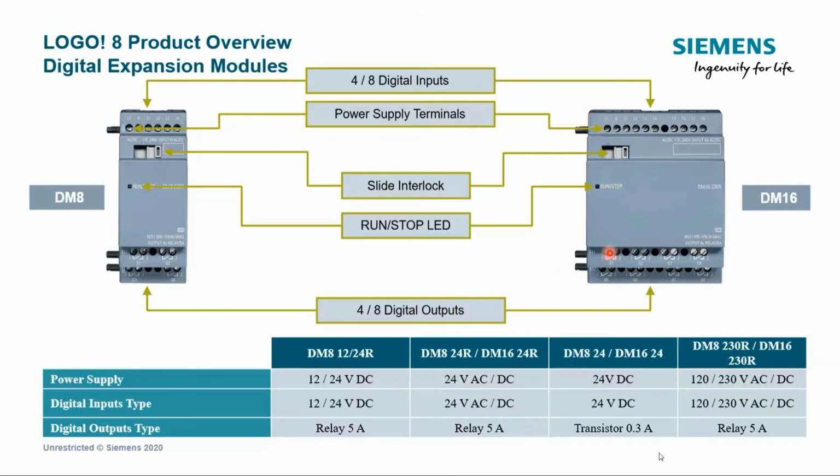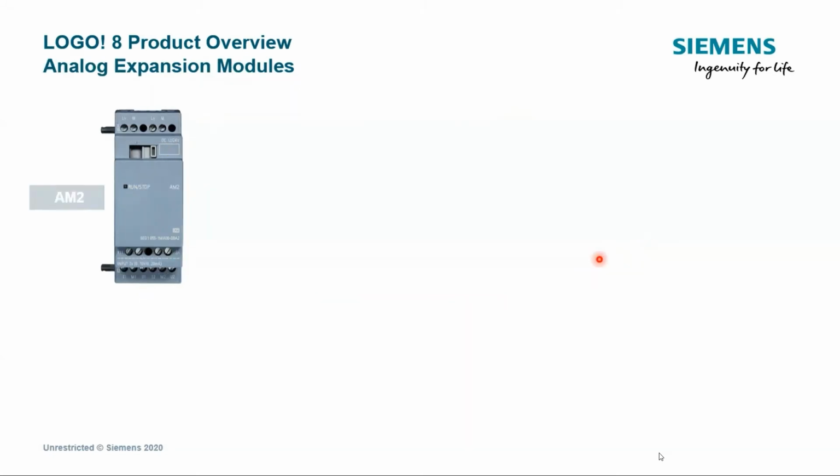Okay, now this is about the digital expansion modules. Let's have a look at the analog expansion modules. For analog, we have actually two analog input modules, two different modules, and one analog output module, always having two channels. That's why it's called AM2.